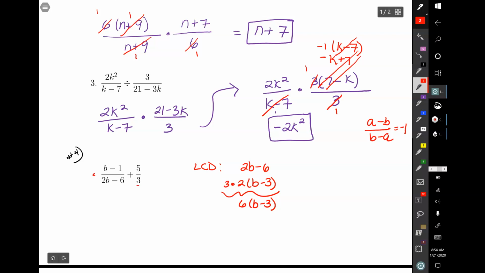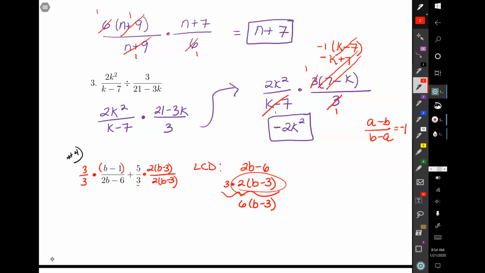So here we have on the first fraction, the missing factor is 3. So I'm going to multiply top and bottom by 3/3. On the right hand fraction, 5/3, the missing factor is 2 times (b minus 3). So I'm going to write that as a fraction. Now I need to just distribute. So I'm going to put parentheses around my b minus 1.